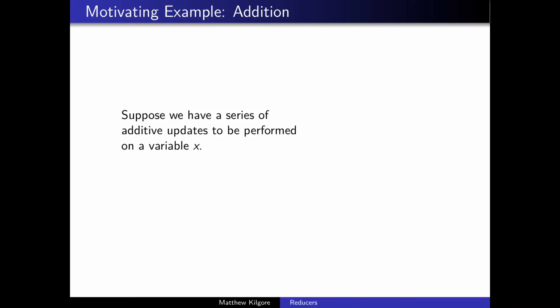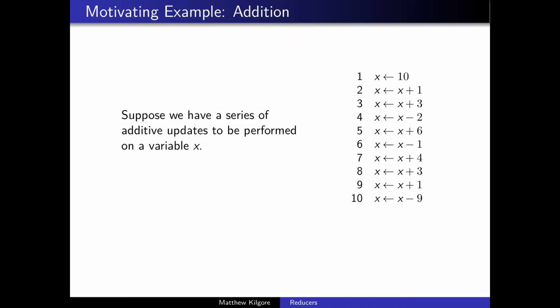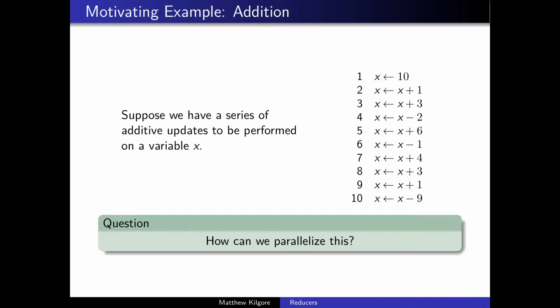Now, I know most of you know what reducers are, but I'm legally obligated to explain, so bear with me for a moment. Let's say we have a variable and we want to perform a bunch of updates to it. Addition in particular is probably kind of a bad example because it's commutative, but in general, this is something we can't do. Except we can.